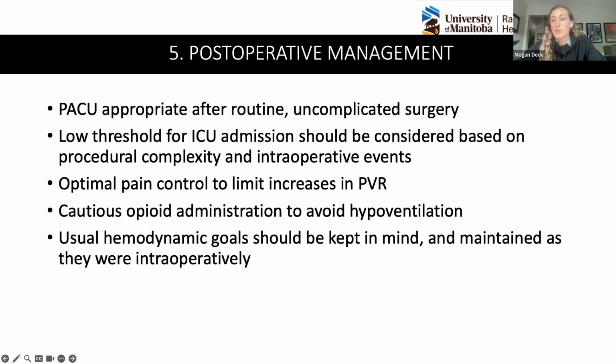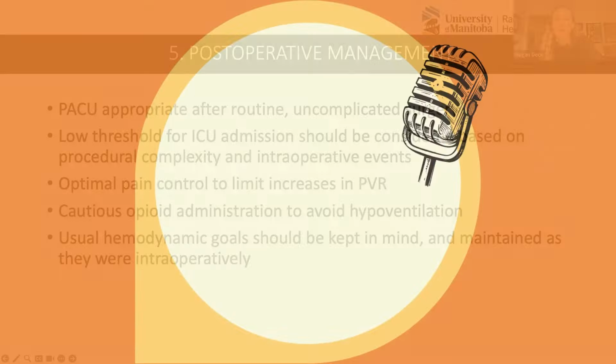Optimal pain control is pivotal in these patients, as increases in PVR may lead to acute decompensation. However, opioids should be administered cautiously and judiciously to avoid harmful hypoventilation, which could also further increase PVR. And additionally, usual hemodynamic goals like the ones we had in the OR should be kept in mind and maintained as they were intraoperatively.